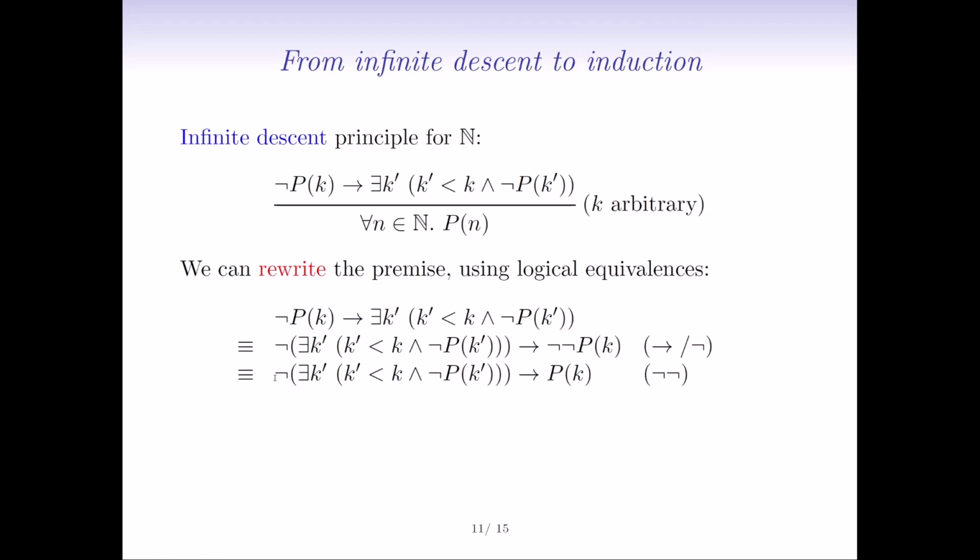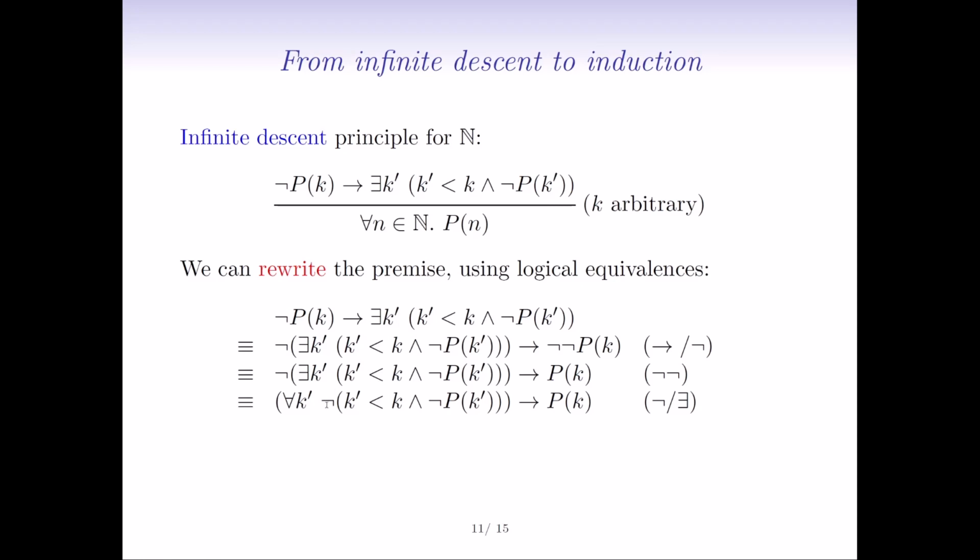We know that for any formula A, let's say, then not exists k prime A, so there's no k prime such that A, is to say that all k prime have the property not A. So that means I can take for all k prime not this guy. So if for all k prime it's not the case that k prime is less than k and not P of k prime, then P of k. So that's just using the equivalence that not exists k prime A is the same thing as for all k prime not A.